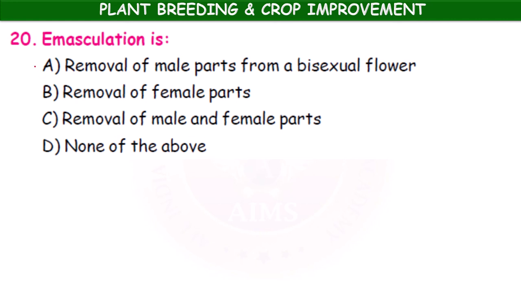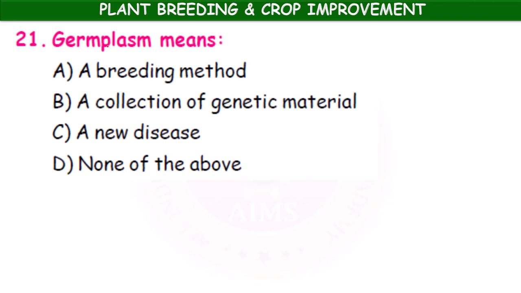The removal of male parts from bisexual flowers is called emasculation. Generally, this is a method involved in the hybridization technique. It is one of the steps to prevent self-fertilization.